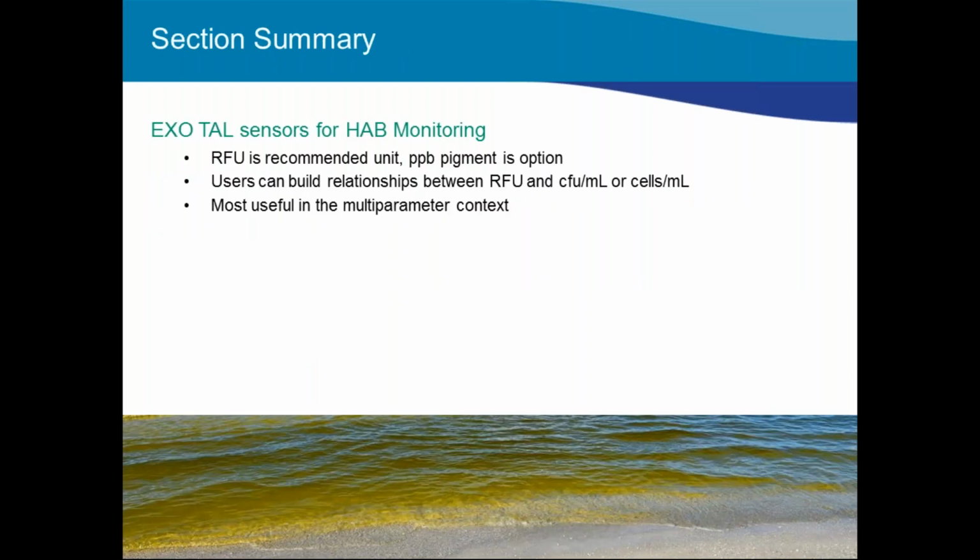So to quickly summarize my section of the presentation, the total algae sensors can deliver both RFUs and parts per billion of pigment. I'm a believer in using RFUs, but if you have a preference for using the pigment unit, you should by all means do that and try to develop some idea of how well that correlates with your environmental samples by at least once building a relationship between RFU and either CFU, cells per mil, or parts per billion of pigment. And I find all of these data most useful in the multi-parameter context.